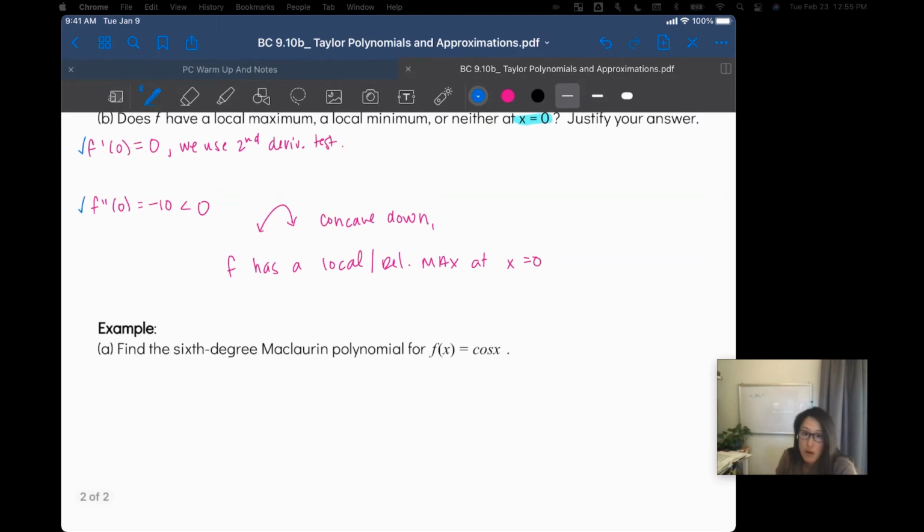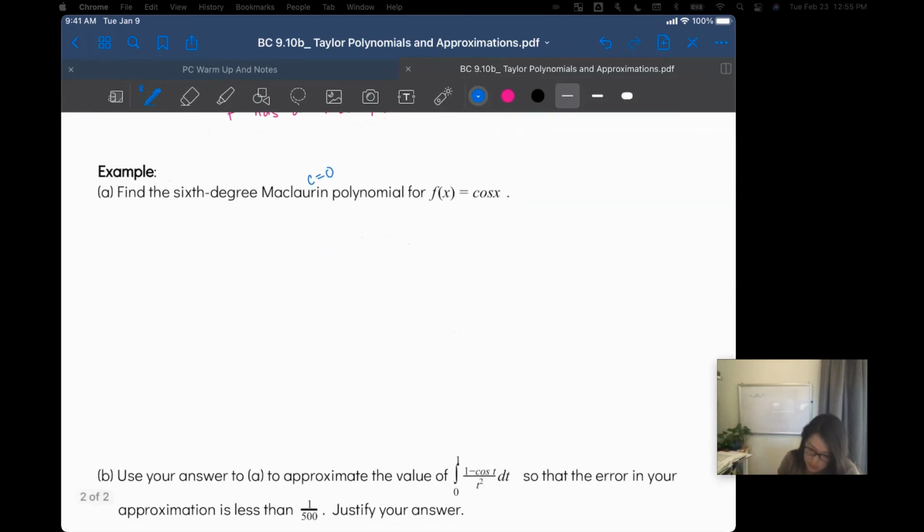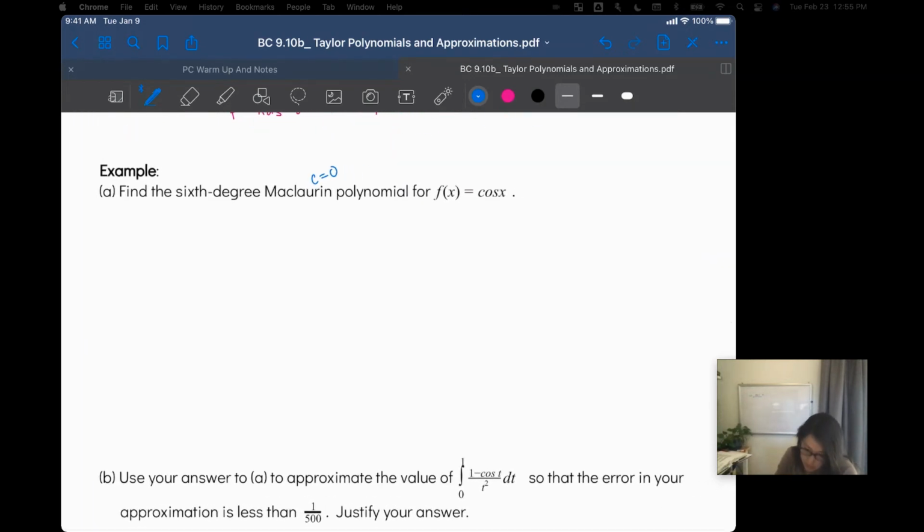All right, so the next example says to find the 6th degree Maclaurin polynomial for f of x equals cosine x. Okay, so if you didn't memorize these, Maclaurin means that your function is centered around x equals 0. So we put c equal to 0. And if you didn't memorize this, what we need to do is remember to take a lot of derivatives.